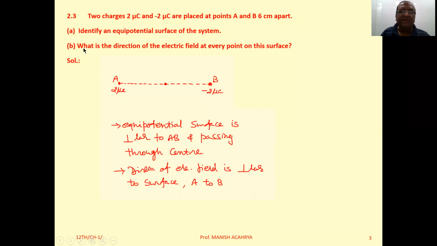Now, second question, what is the direction of electric field at every point on this surface? So we know this. In theory we discussed that the electric field at each and every point on the equipotential surface is perpendicular to the surface, and the electric field is from positive to negative. So here the direction of electric field will be perpendicular to the equipotential surface, and that will be from A to B. Clear to all of you?